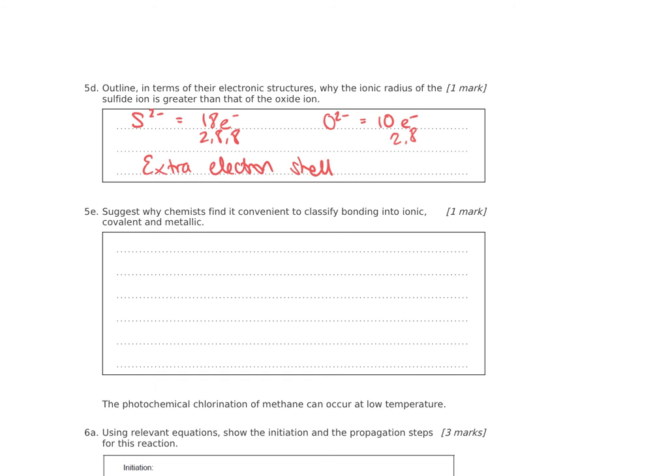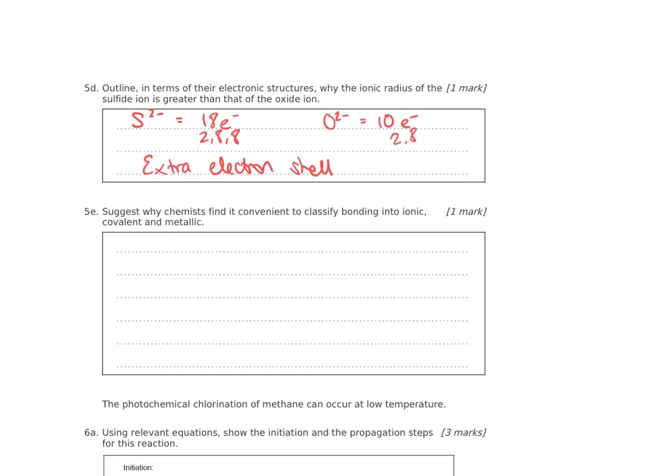5E, suggest why chemists find it convenient to classify bonding into ionic, covalent, and metallic. Now, I put this in because IB do this random thing of putting in strange questions like this where they want you to talk around the subject a little bit, looking into the TOK kind of area. So it's like, why do we use these models? Why do we generalize things? Why do we have standard names for things? Anything like that. But they're usually pretty liberal on the mark scheme on what they allow.